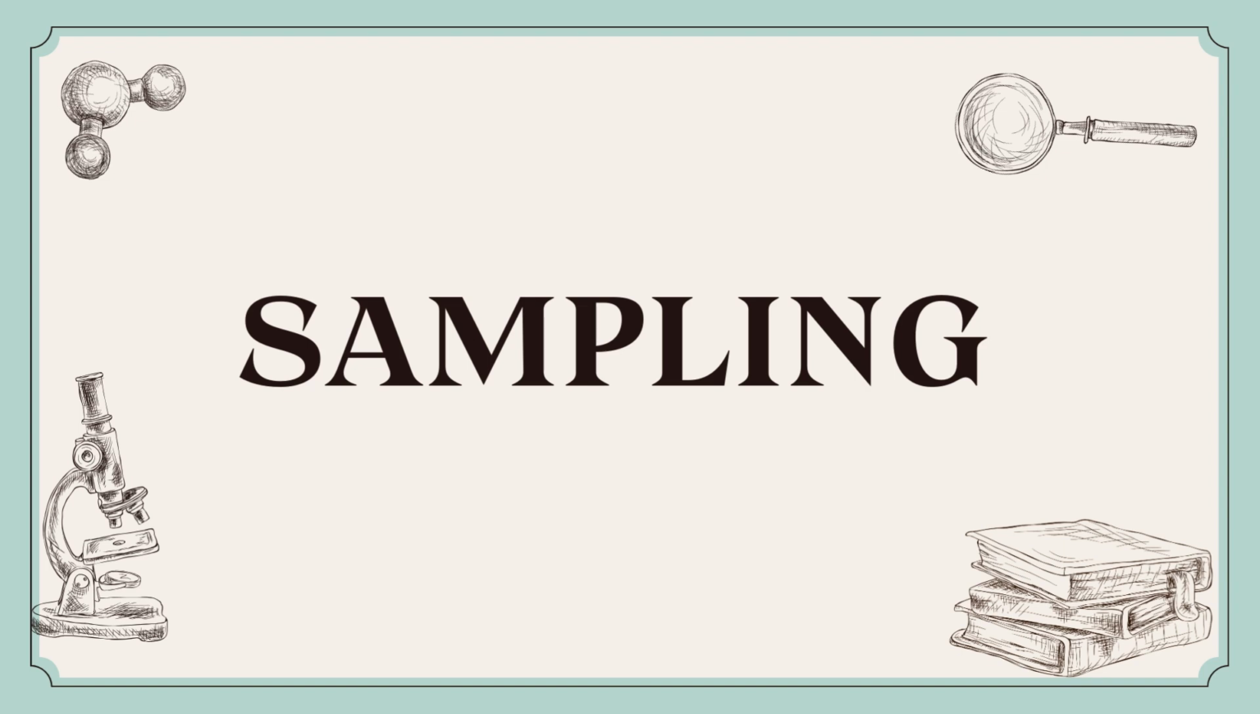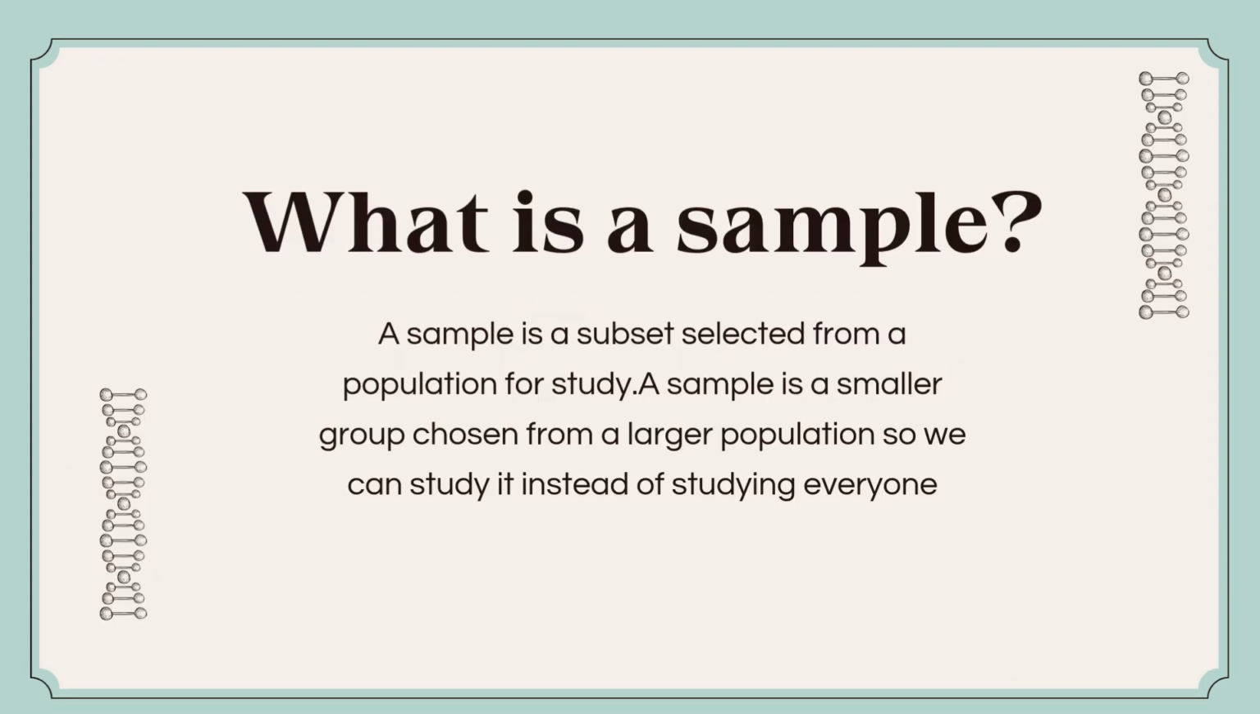Sampling is a very key aspect of biostatistics. Now, stepping into sampling, we have to know what a sample is. So, what is a sample? It's a subset selected from a population. I told you in the previous video that the population is the entire group to be studied, right? So, a sample is picking out a part of the entire group.